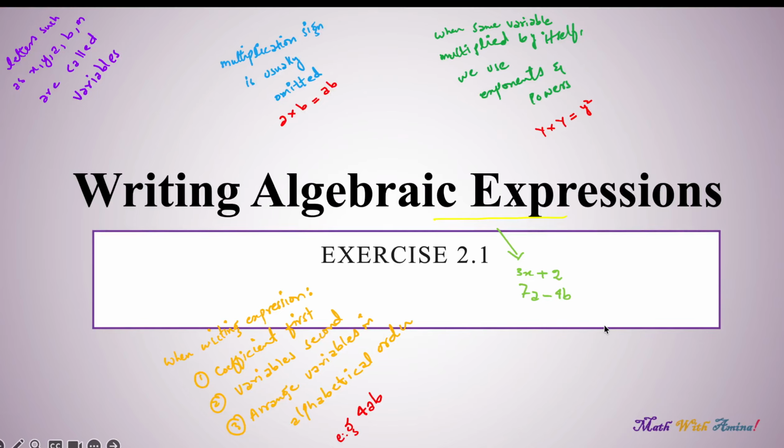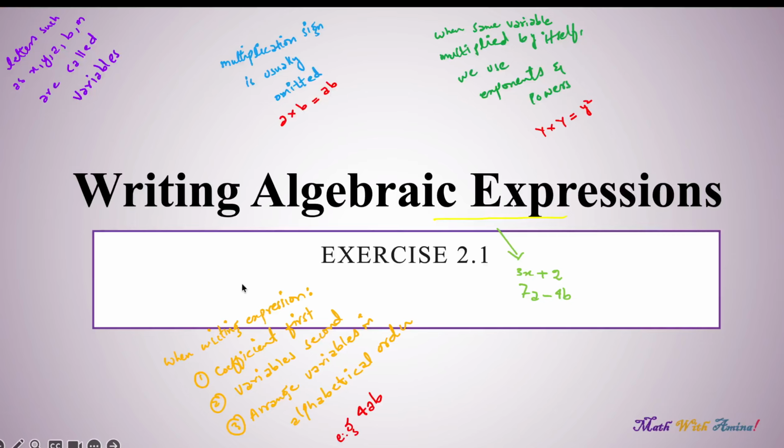For example, in here we have 3, 2, 7, 4, minus 4. Variables, for example, we have x in here, as you can see, we have a, b. These are the variables, the letters that stand for unknown values. Then we have the operations, which are addition, subtraction, division, or multiplication. Since it's an algebraic expression, it does not contain any equality sign.